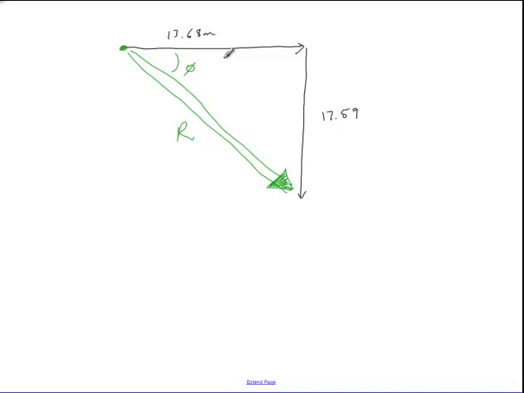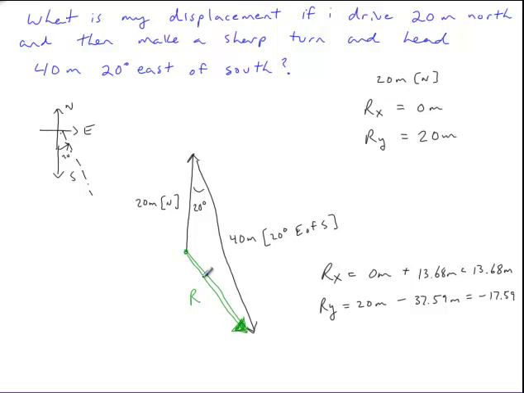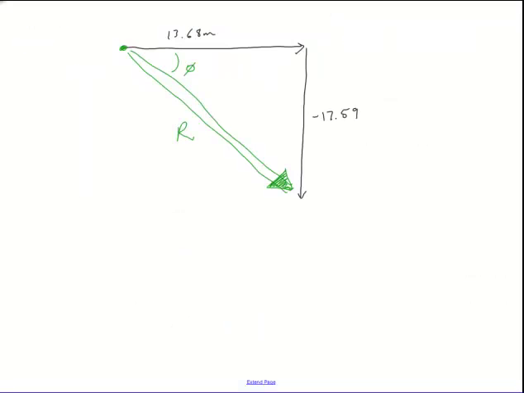Now you have a simple triangle and we can figure everything out. Note that this right here is negative 17.59, this is 13.68. If you look at this resultant vector, it's the original resultant vector that we drew right here, because we went negative 17 and then positive 13. I just drew it a different way, but you can see it's the same one.